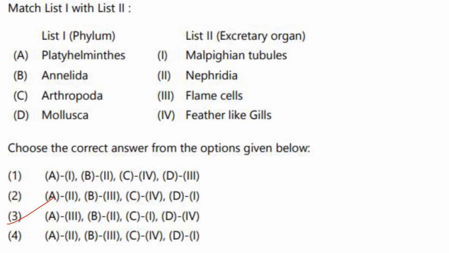Then Platyhelminthes, their excretory organ. The excretory organ of Platyhelminthes is flame cells. A3. A3 is found in option 3 only. So if you know A itself, your answer is ready. Then B, that is Annelida, it is nephridia. Arthropoda, it is Malpighian tubules, as you can see in cockroaches. And in mollusks, it is feather-like gills. So answer is A3, B2, C1 and D4.